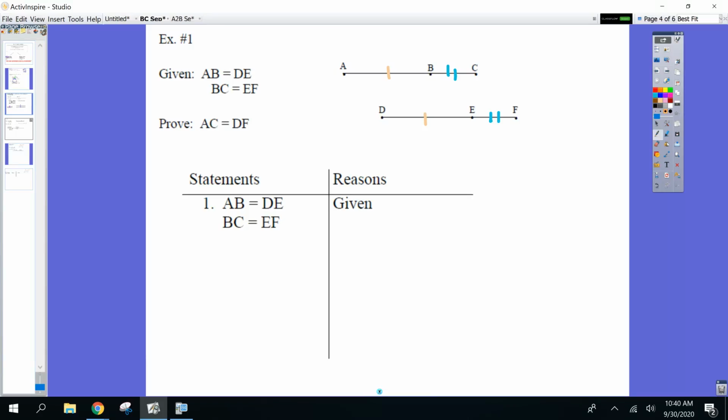For this first one, I wrote in the givens already. You're welcome. Usually you'd have to do that on your own, but just do me a favor. Remember, I always want your statements and reasons numbered. I will flip if they're not numbered. Okay? Number them, please.